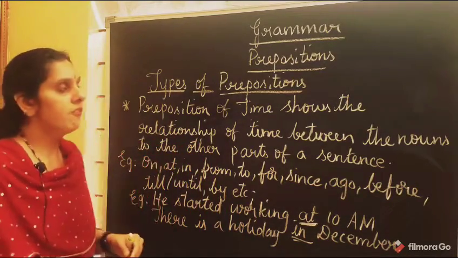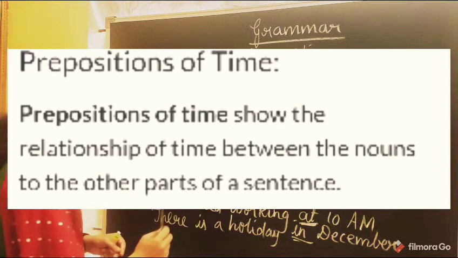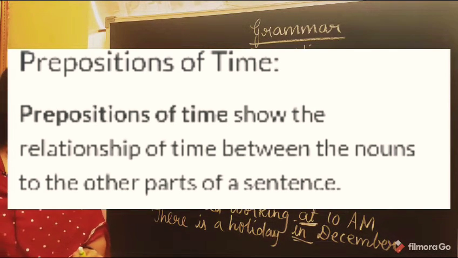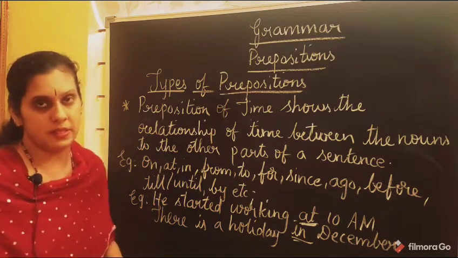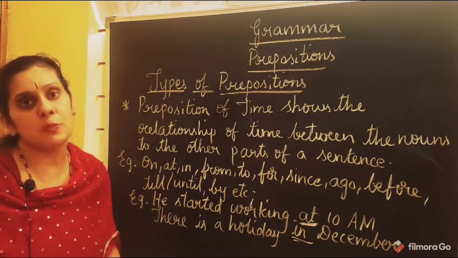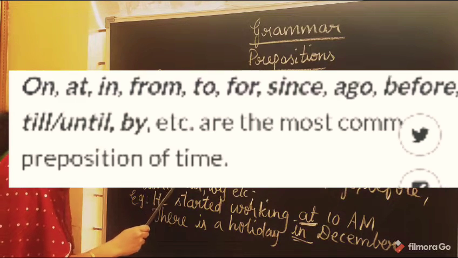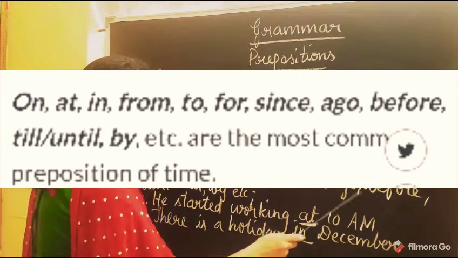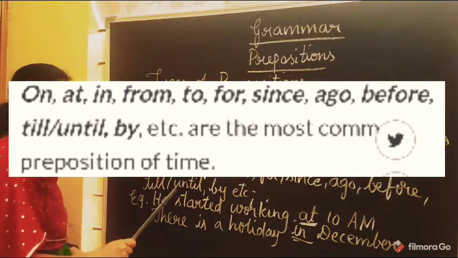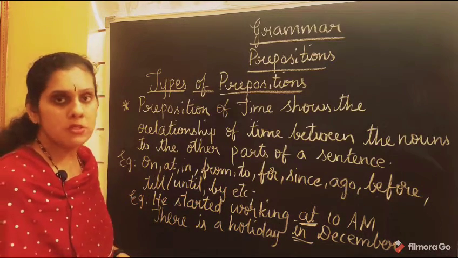Yes, students, see here, the first type of preposition is preposition of time. It expresses the time. It shows the relationship of time between the nouns and the other parts of the sentence. There are a few prepositions which we commonly use for the preposition of time. What are those prepositions? First let us study. See: on, at, in, from, to, for, since, ago, before, till or until, by, etc. So these prepositions we commonly use for the preposition of time.